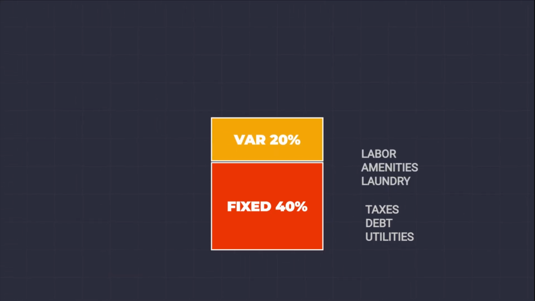Before calculating profit, the hotel must cover its operational costs. Approximately 40% of the $300 rate covers fixed costs, including property taxes, debt service, insurance premiums, and essential utilities like base electricity and water supply. Variable costs, such as housekeeping labor, guest amenities, and laundry services, account for another 20%, fluctuating directly with occupancy levels.